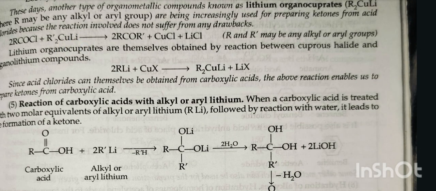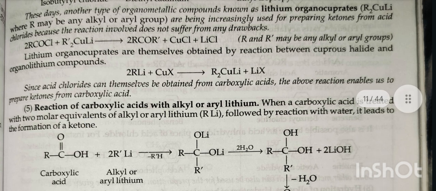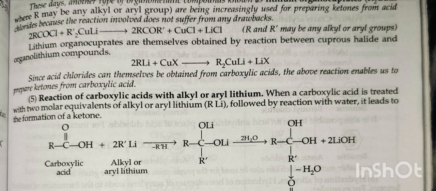These days, another type of organometallic compound known as lithium organocuprates, R2CuLi, where R may be an alkyl or aryl group, are being increasingly used for preparation of ketones from acid chlorides because the reactions involved do not suffer from any drawbacks. 2 moles of RCOCl plus R'2CuLi gives 2 moles of RCOR' plus CuCl plus LiCl. R and R' may be any alkyl or aryl group. Lithium organocuprates are themselves obtained by reaction between cuprous halides and organolithium: 2 moles of RLi plus CuX gives R2CuLi plus LiX. Since acid chlorides can themselves be obtained from carboxylic acid, the above reaction enables us to prepare ketones from carboxylic acid.